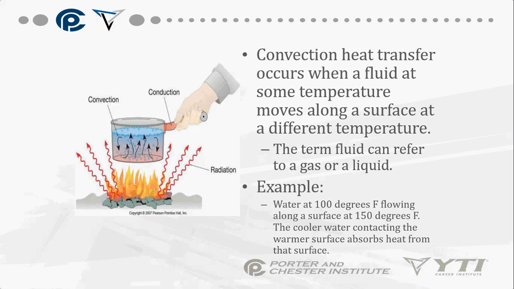Convection. There you go. Think about your pot of water on a stove. Convection heat transfer occurs when a fluid at some temperature moves along a surface at a different temperature. Fluid transfer, gas to a liquid. Water at 100 degrees flowing along a surface at 150 degrees. The cooler water contacting the warmer surface obviously will absorb that heat. That's an example of convection.